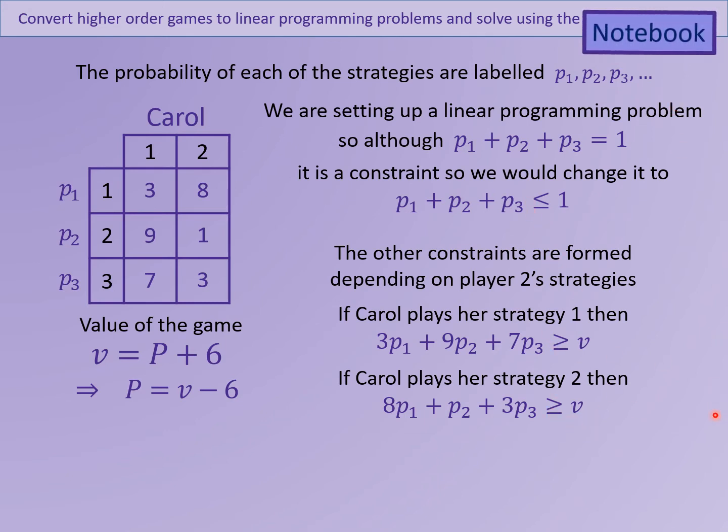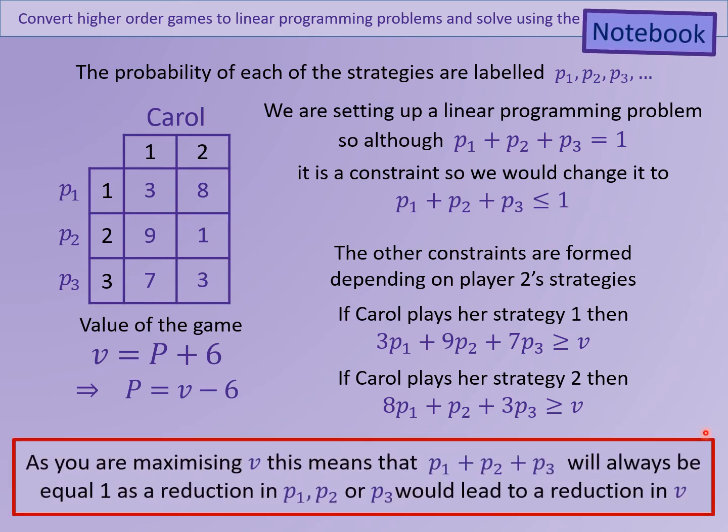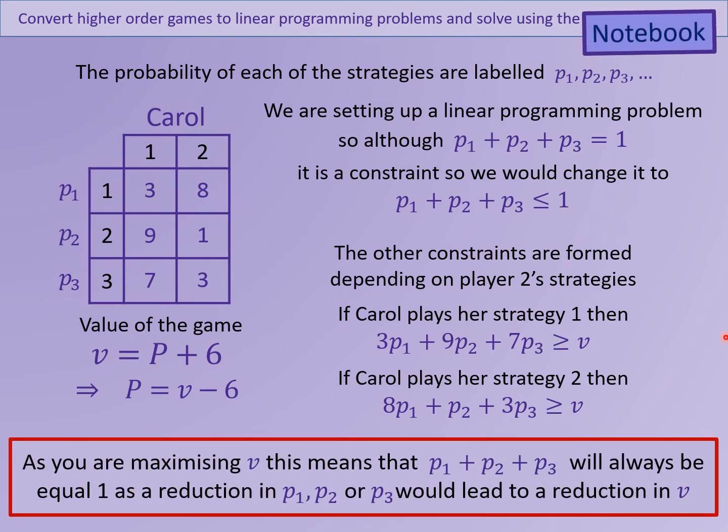Okay, again, what's in your notebook, just pause there. And as I said earlier on, you don't need that in your notebooks, but as you're maximizing your V, this means your P1 plus P2 plus P3 is always equal to 1. All right, because if you reduced P1, P2, P3, it would lead to a reduction of V. Imagine if you chose not to play around, then you would definitely lose money doing that. So you definitely wouldn't have those being less than 1 if you're maximizing your V.